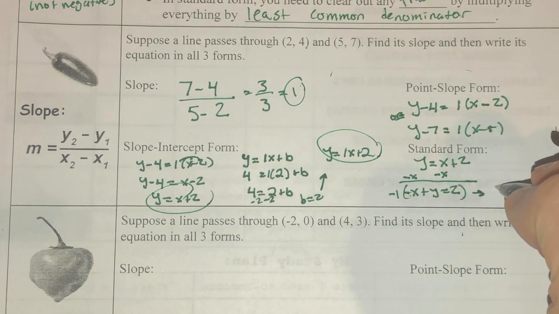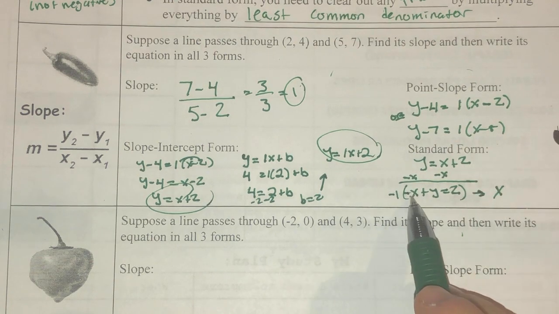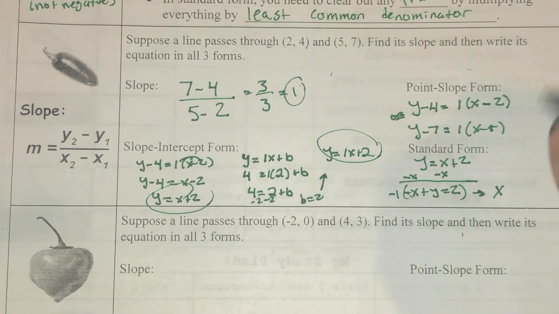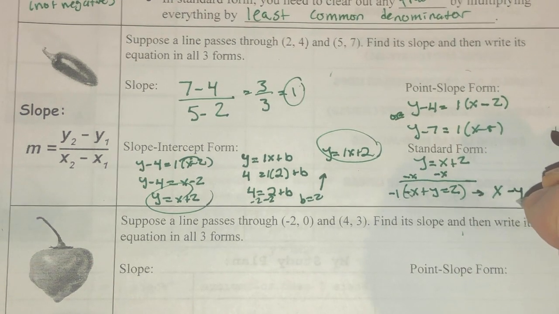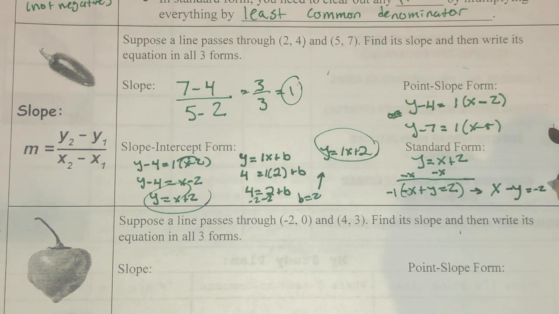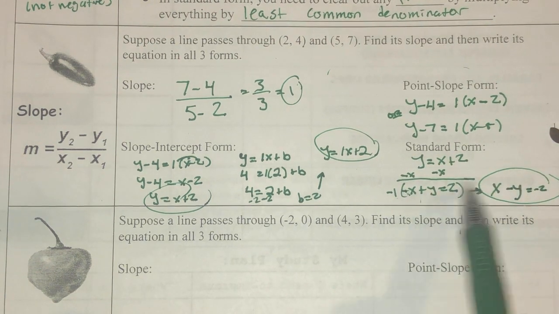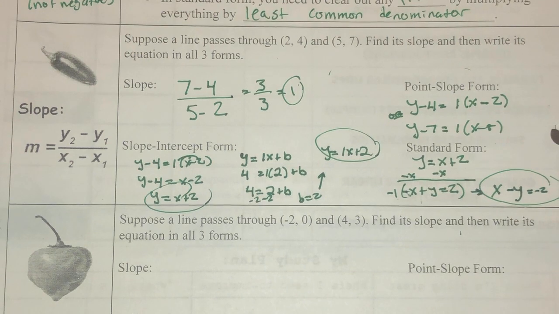So if I multiply both sides by -1, this would become an x, because -1 times -1. This would become a minus y, and this would become a minus 2. And again, they're mathematically equivalent to one another. It's just a matter of how you present it is all.